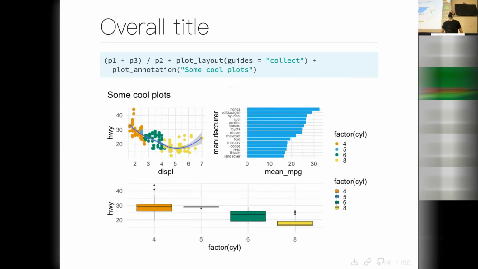We can also do some additional annotations. So here, this is super common, right? We might want to have a title for the overall plot, because we've made this compound figure, but now we want a title for the overall figure, not for each figure, right? We can do that by saying plot_annotation, and the first argument to that is title. There's also subtitle, and a few others like caption and things like that, okay? So here I'm just saying "Some cool plots".